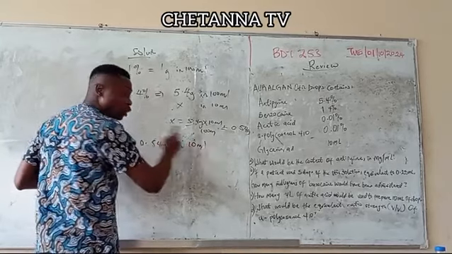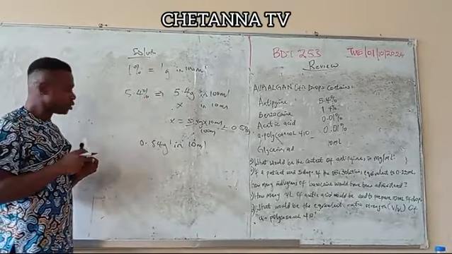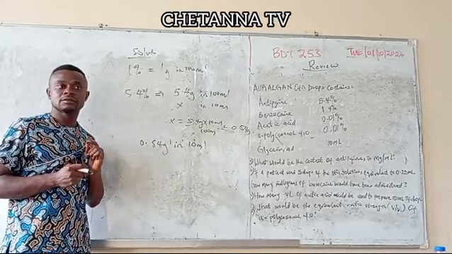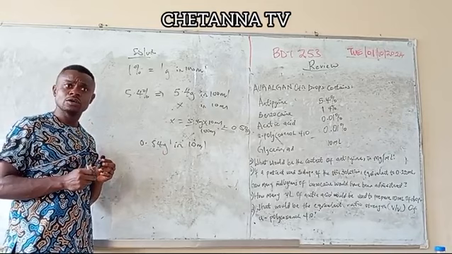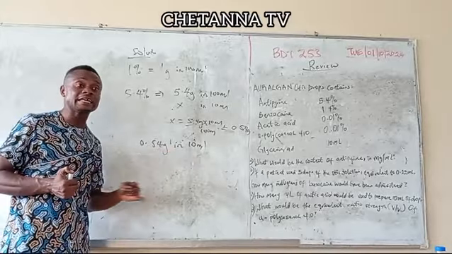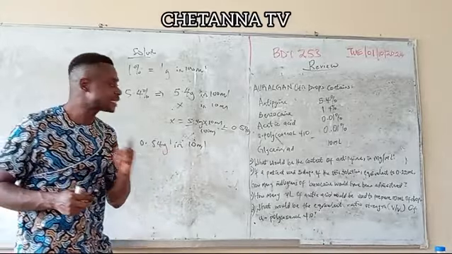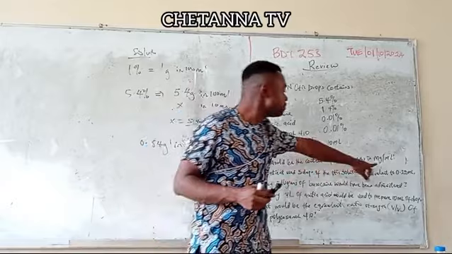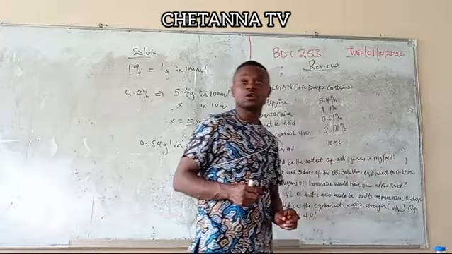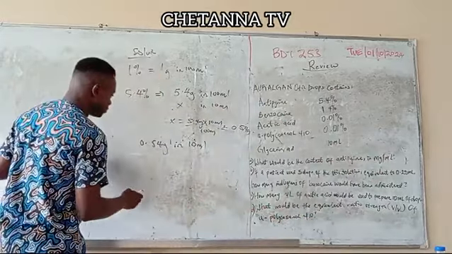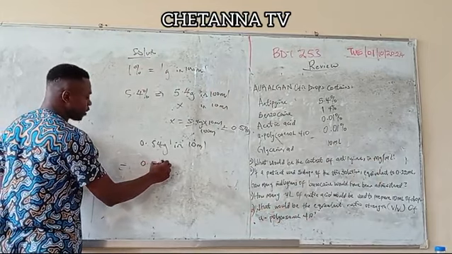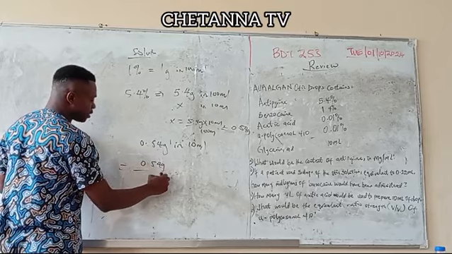We are done with 100 mil, hope you know. 0.54 gram in 10 mil. But we are asked to find how many milligram per mil. So what we are going to do is this. Putting this as a fraction, we have 0.54 gram over 10 mil.